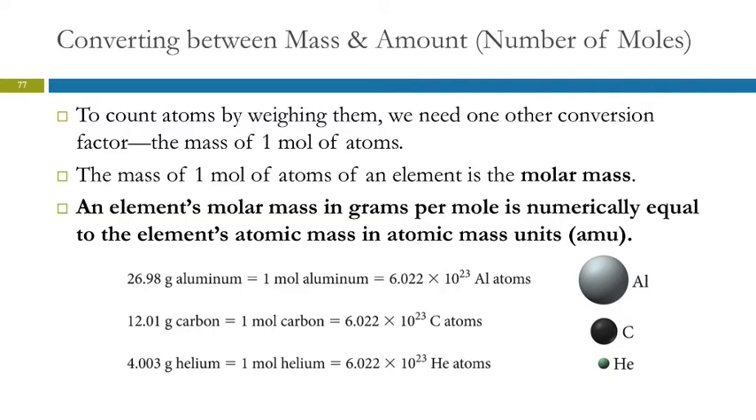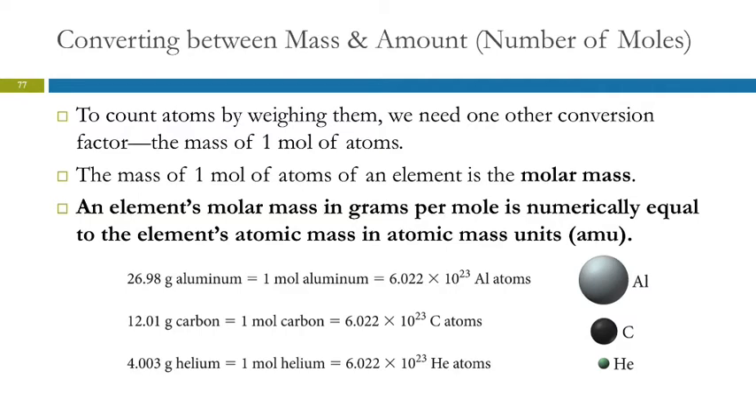So let's say you had 5 pickup trucks and 5 semi-trucks. Same number of trucks, but the 5 semi-trucks weigh a lot more than the 5 pickup trucks. Why? Because each individual piece weighs more. So a mole is always the same number of objects, but the mass is different because those objects have different masses.